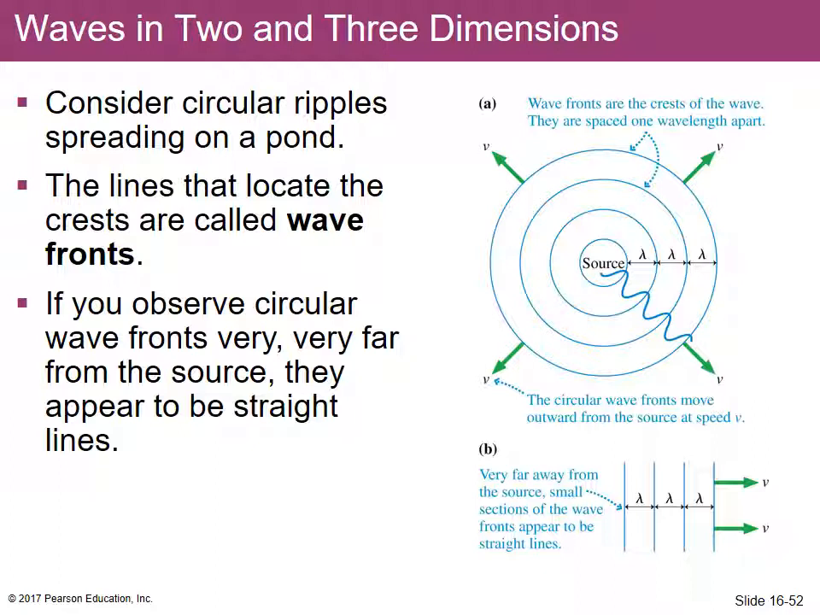The curvature of an arc is defined as the reciprocal of the radius of a circle. When the radius is very small, the curvature is very large. When the radius is very large, the curvature is very small. If you observe circular wavefronts very, very far from the source, they appear to be straight lines. They have very little curvature. We can consider these waves very far from the source as a plane wave.